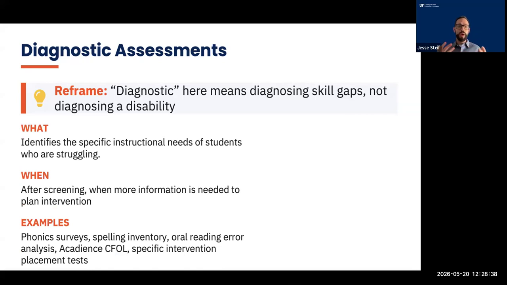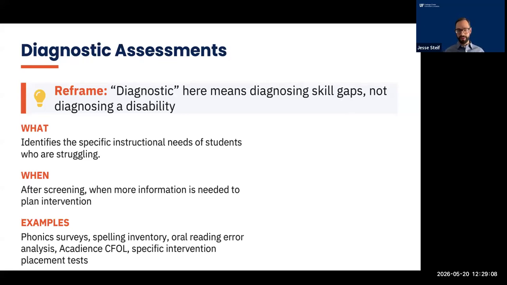So, what a diagnostic assessment does is we would administer diagnostic assessments to students who are found to be at risk on screeners. We don't give diagnostic assessments to every student like we screen every student. We just reserve the diagnostics for students who need intervention, and to figure out what they need that intervention in. Why are they struggling, what skills do we need instruction in?